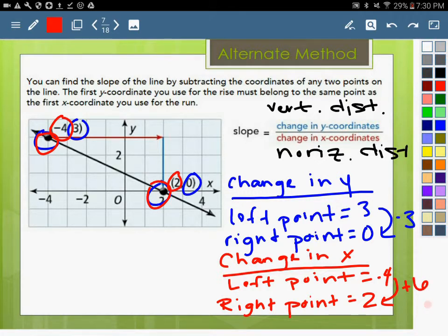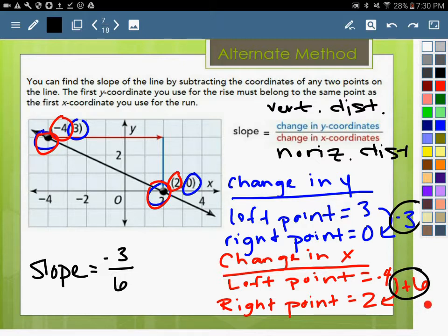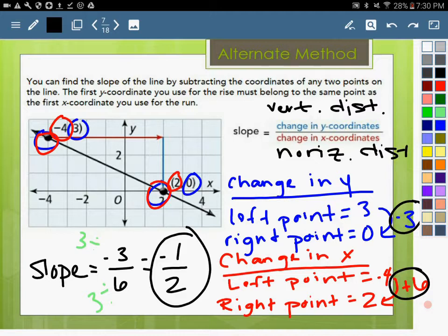So now I'm ready to create my ratio. My slope would be the vertical distance, or the change in y, which is -3, divided by the horizontal distance, or the change in x, which is +6. Now I just have to reduce. -3 divided by +6. Both of those numbers are divisible by 3, so I can reduce this fraction down to -1/2. So the slope of this line is going to be -1/2.